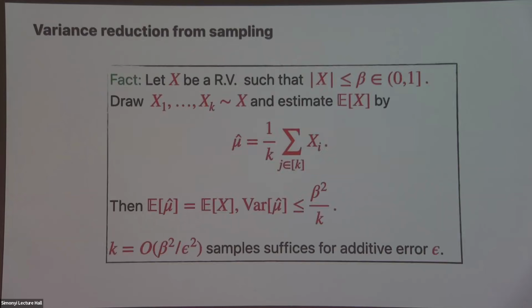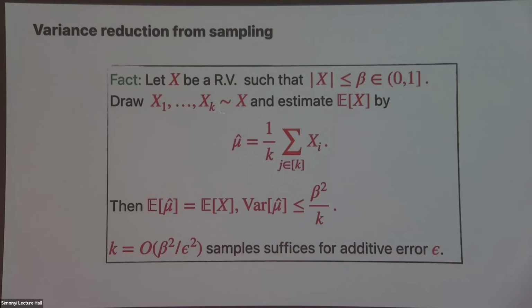Before we start with the problem, we're going to use this extremely standard fact from probability and statistics. It's variance reduction using sampling. So the setup is this. X is a random variable whose absolute value is bounded by beta. So it never takes values larger than beta. Beta is a value in [0, 1].